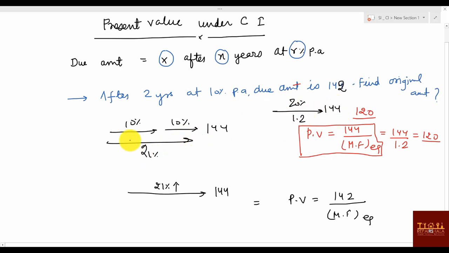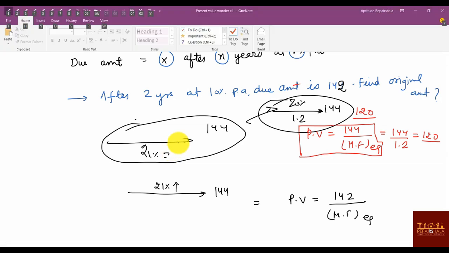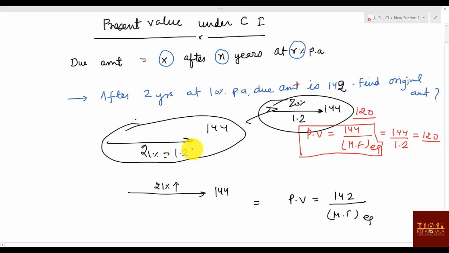Now same case I have changed in this one, right? Now if you forget this 10%, what is remaining? This only is remaining, right? These two cases are same, right? Same thing you write. So 21%, what is your equivalent multiplying factor? 1.21. For 20% 1.2, for 21% 1.21, divide by 1.21. So it will be 142 divided by 1.21. You make it 242, this will be better. So when you make it 242, this will be 200.